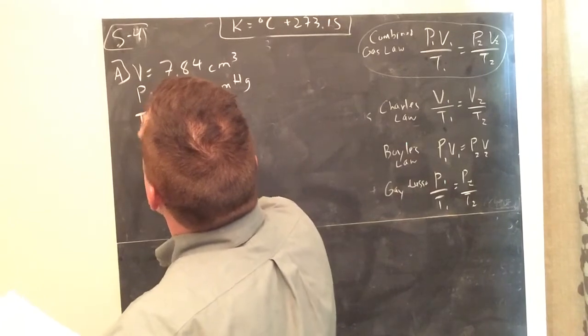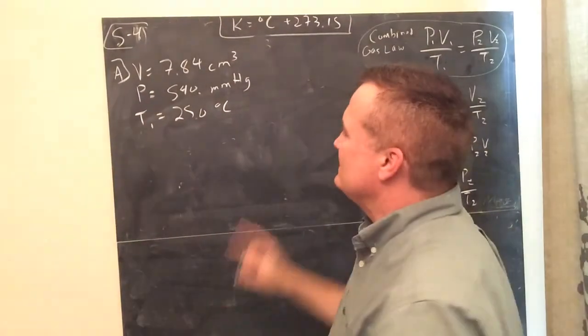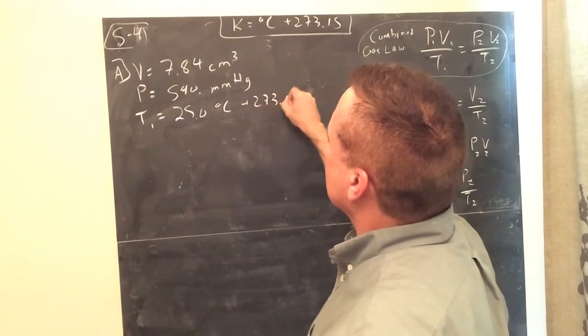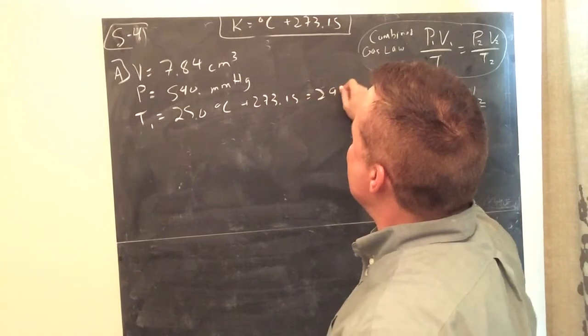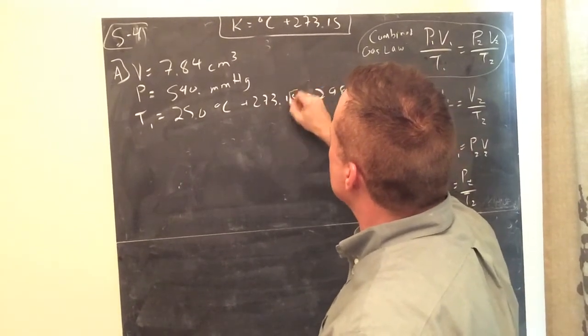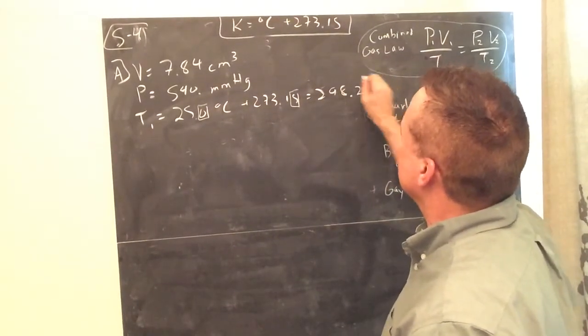Now, since I see 25 degrees Celsius, I'm going to immediately turn that into Kelvin. 273.15 plus 25 is 298.2. When you use the box rule, remember from long ago, 298.2 Kelvin.